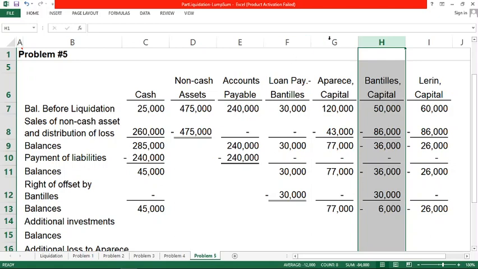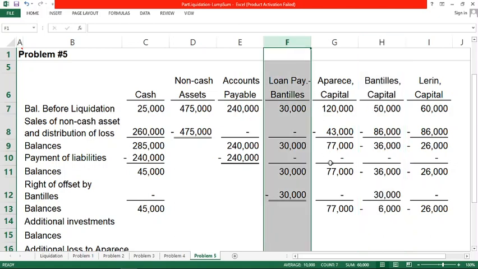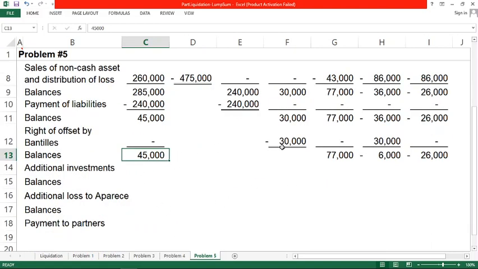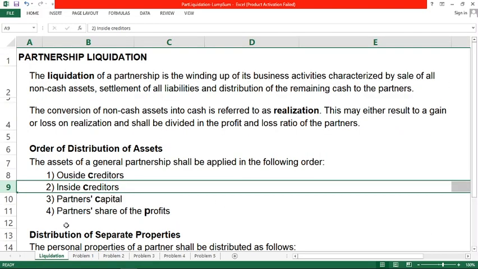Okay. But if in the case where the partner has a negative balance tapos meron tayong utang sa kanya, wag na muna nating bayaran ng cash. I-offset na lang muna natin doon, okay? Para ma-reserve naman yung cash sa ibang partners. So, yan po yung number 2.